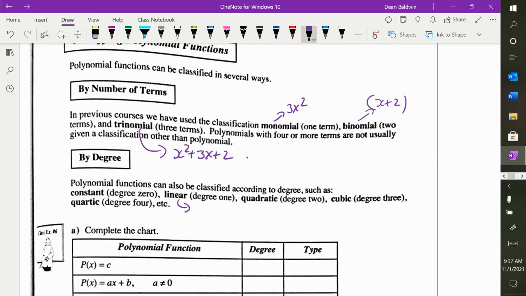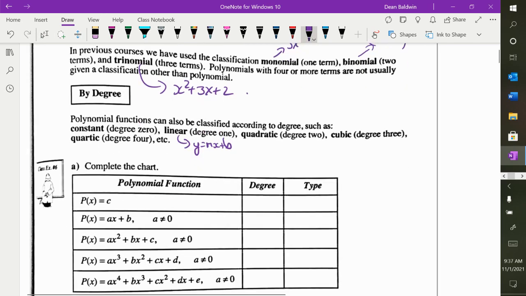A linear is degree 1, so that's your mx plus b stuff that you did in grade 10. Or everybody's favorite from grade 11, the quadratic. Or what we're going to start looking at is cubics, which is degree 3. Quartics is degree 4, then 5th degree, 6th degree, and so on. That's what we're going to start looking at this unit: how to graph them, how to factor them, all this kind of stuff.